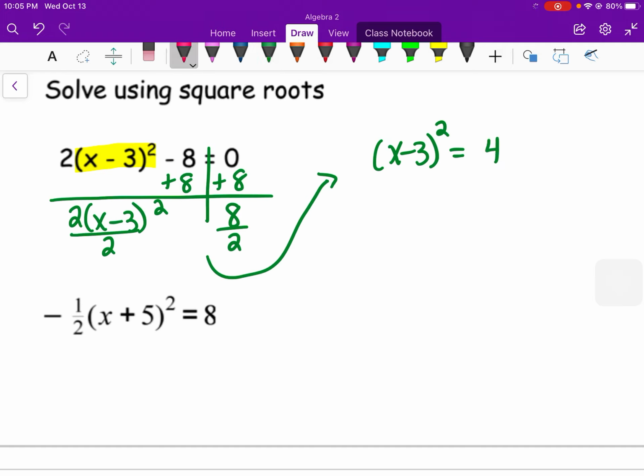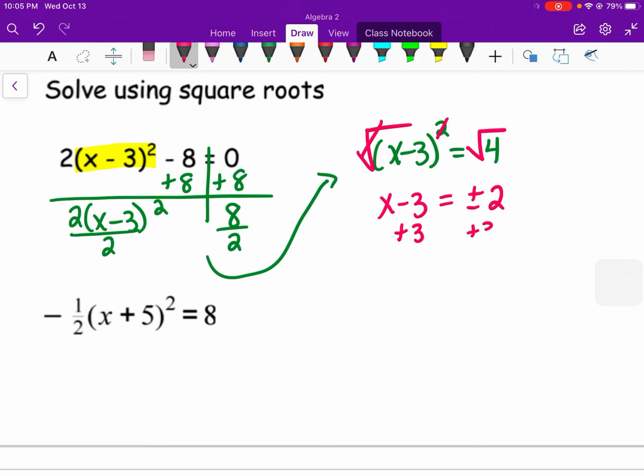Now that I have the x minus 3 squared by itself, I can take the square root of both sides, because a square root is the inverse of squaring something. So the square root will undo the square. So I'll just be left with x minus 3 on the left. Then the square root of 4 is both positive and negative 2.